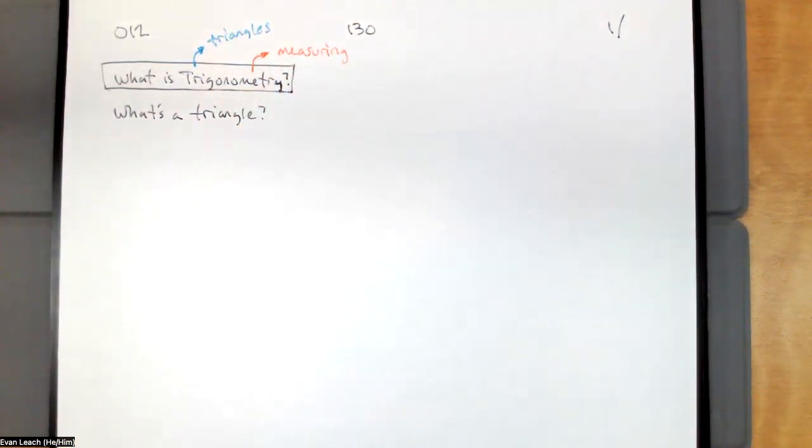So, what's a triangle? It's a geometric form. It's got 3 sides, and it's also got 3 angles.